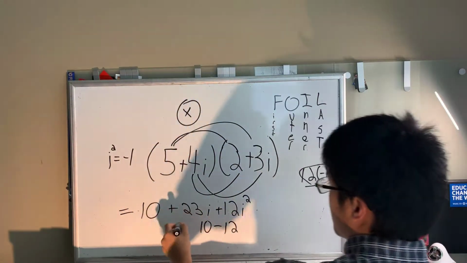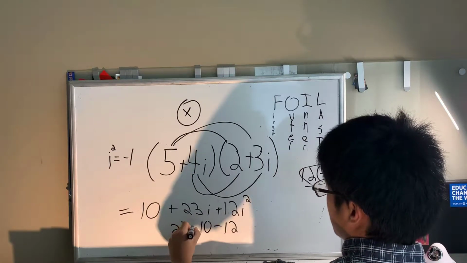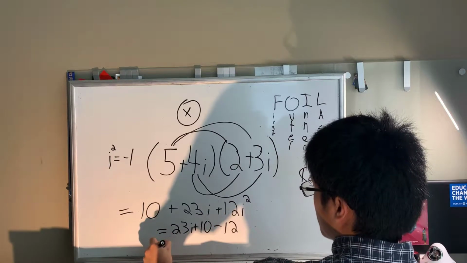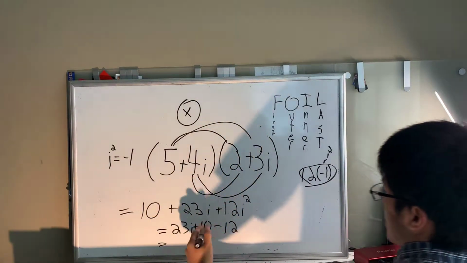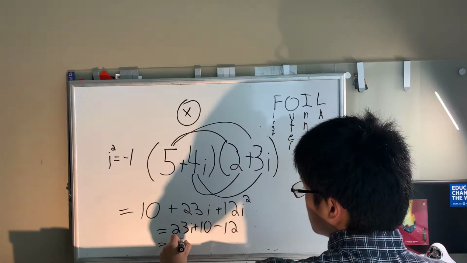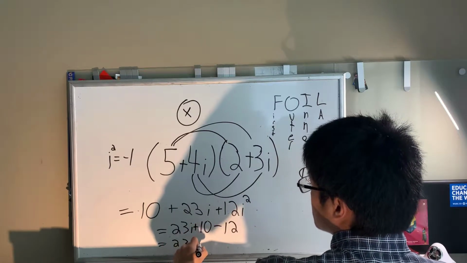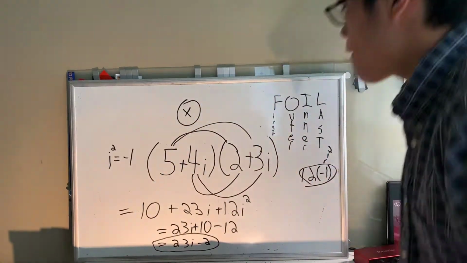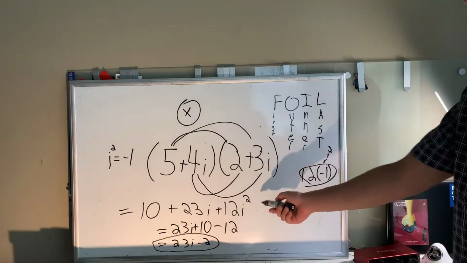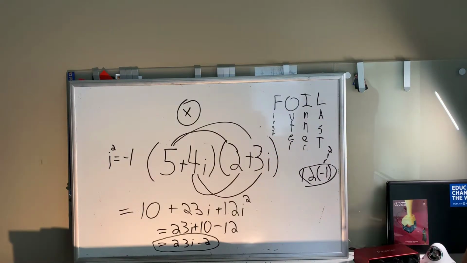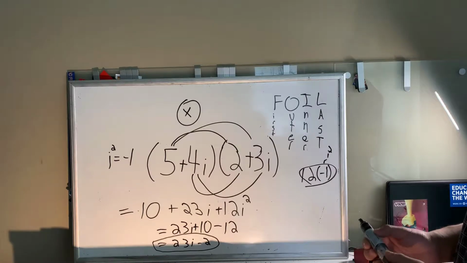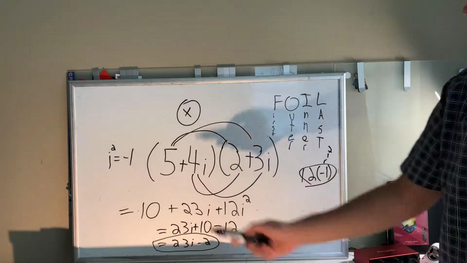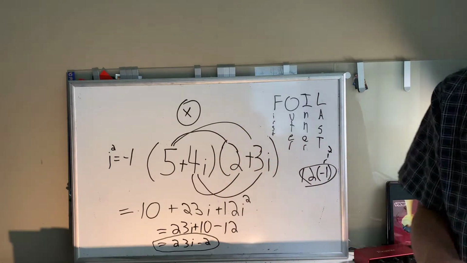We have the 10 and we got the 23i. We could further simplify this. 10 subtract 12 is negative 2. Our answer, 23i subtract 2. The reason why we get rid of this I squared is because in your final answer, we do not recommend having a power of I 2 or higher. So this is how you do multiplication of complex numbers.